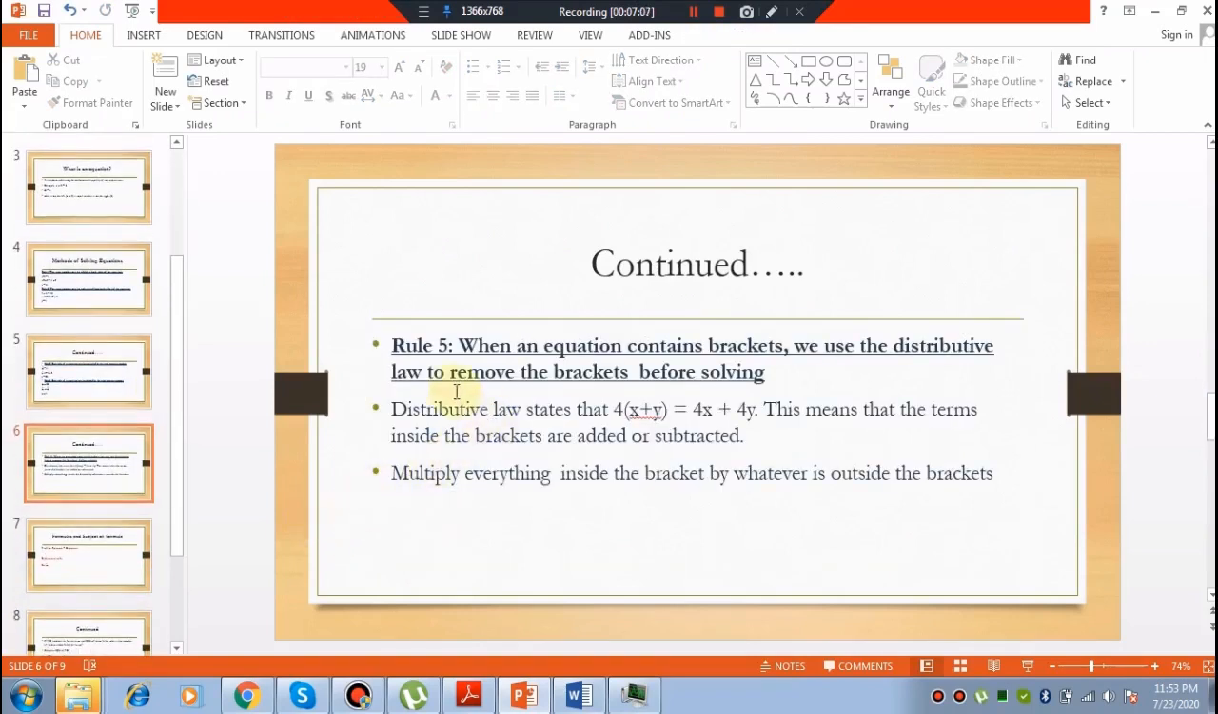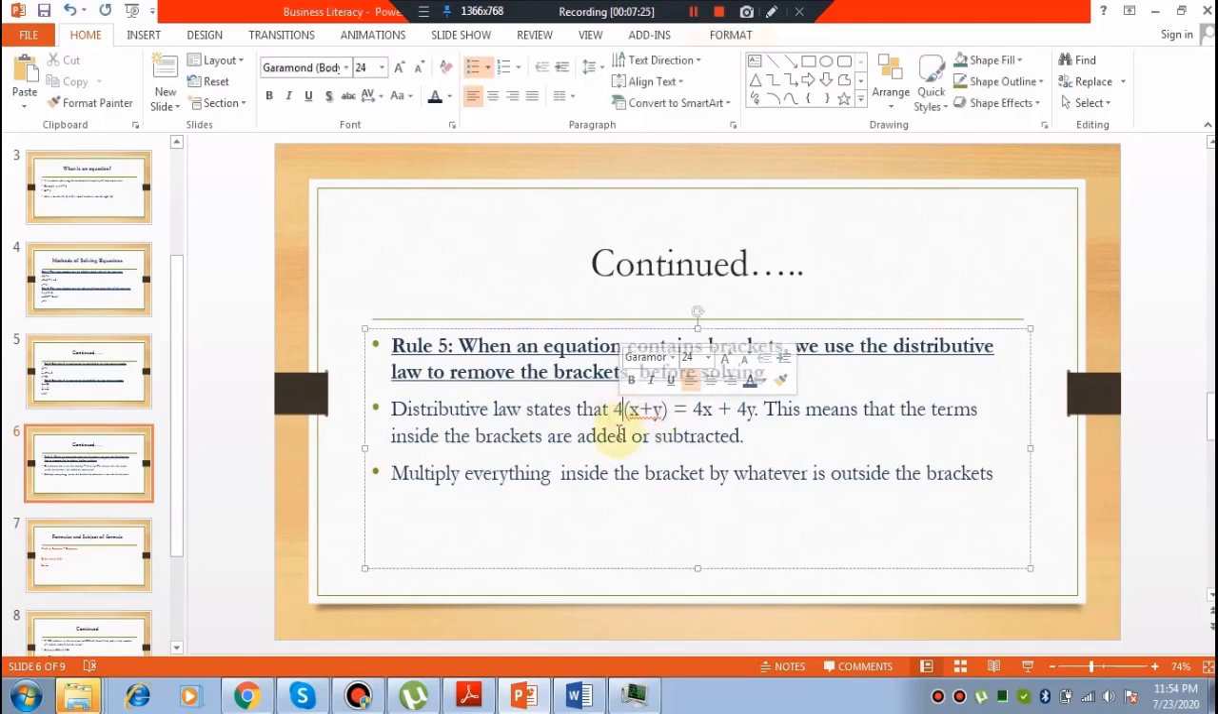When an equation contains brackets, we use the distributive law to remove the brackets before solving. The distributive law says everything that is inside should be multiplied by the number outside the brackets. So 4 times x plus 4 times y is equal to 4x plus 4y. We can change this number to 2. That will now be 2x plus 2y.